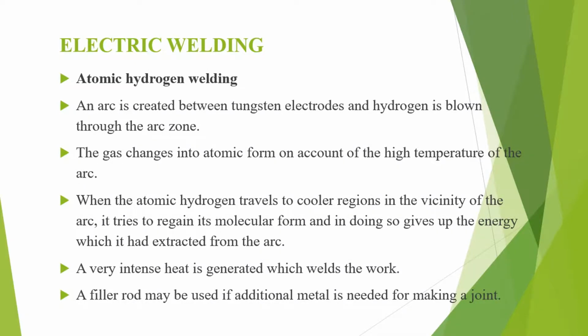Atomic hydrogen welding. In this process, an arc is created between tungsten electrodes and hydrogen is blown through the arc zone. This gas changes into atomic form on account of the high temperature due to the arc. When the atomic hydrogen travels to cooler regions in the vicinity of the arc, it regains its molecular form, and while doing so it gives up the energy which it has extracted from the arc. A very large amount of heat is generated, which helps in the welding process and welds the workpiece. A filler rod may be used if additional metal is needed to make the joint.